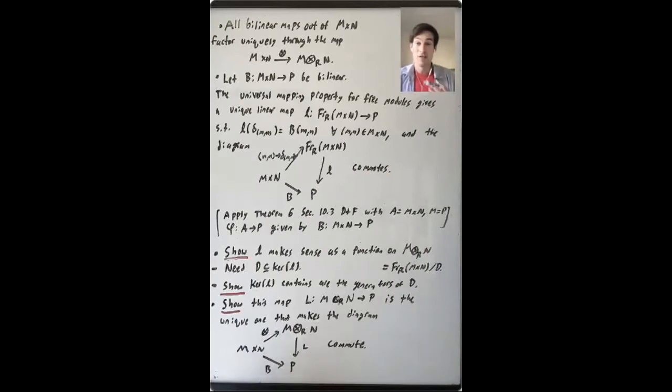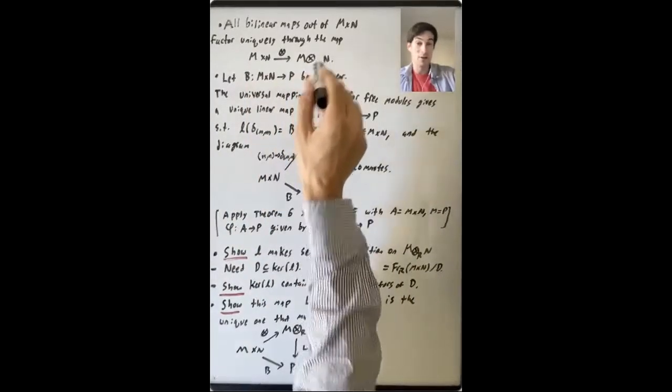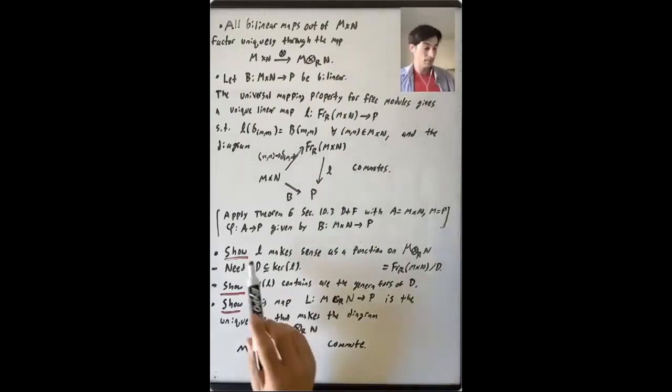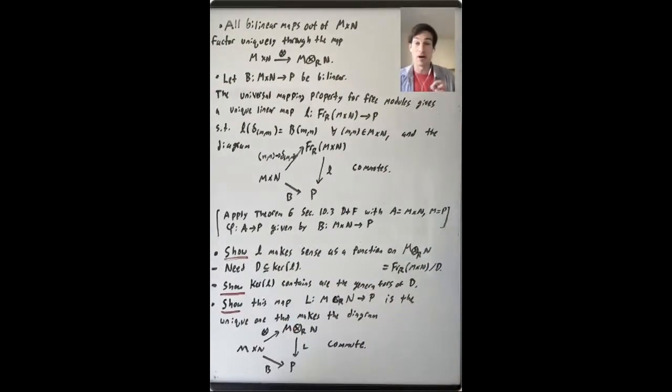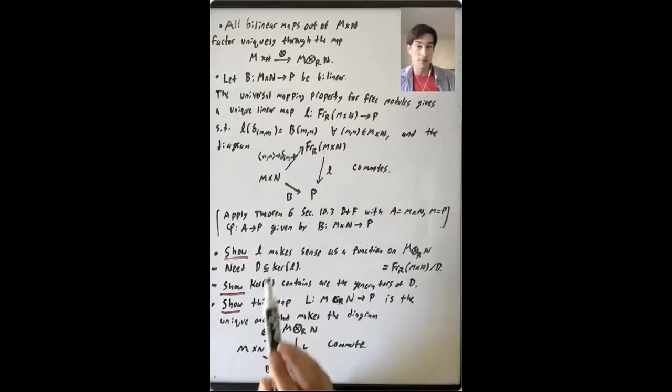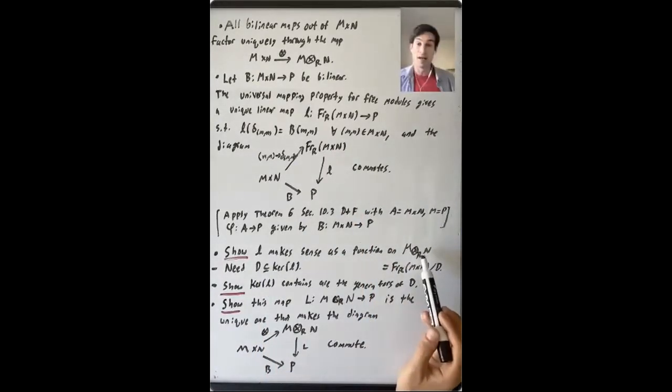free modules? For one thing, we don't want a linear map out of a free module. We want a linear map out of the tensor product, which is this quotient by D. So what we have to do, and here is the part where I'm not going to write in all the details, but I'll give you a sketch of what the major steps are. So we have to show that this map L makes sense, not just as a function on this free module, but as a function on the tensor product, which is this free module quotiented by D.